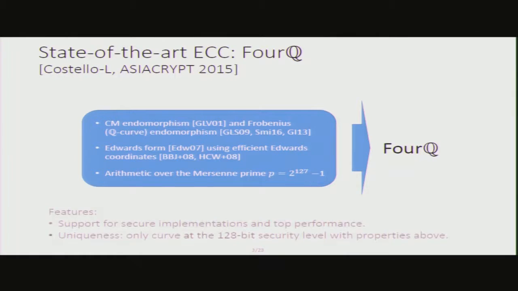Now, after implementing and assessing the security and performance of the curve, we observed that this curve really supported side channel secure implementations as we wanted, and also achieved top performance, another very important requirement. Another very nice feature of this curve is its uniqueness. This is actually the only curve at or close to the 128-bit security level with the properties that are shown above. So this uniqueness gives a very special rigidity, let's say, characteristic to this curve.